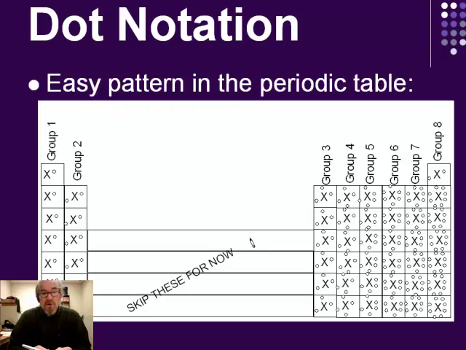Now if you had to draw out the electron configuration notation, or even the shorthand notation to figure this out, it would be a kind of a pain. But it turns out that this is super easy to do. There's a very easy pattern in the periodic table.